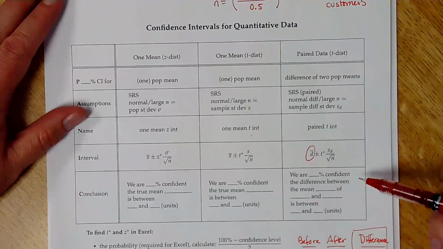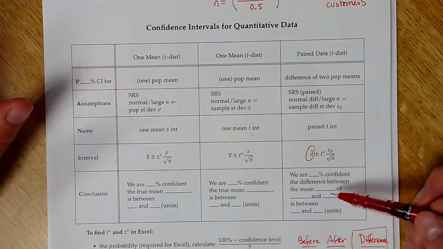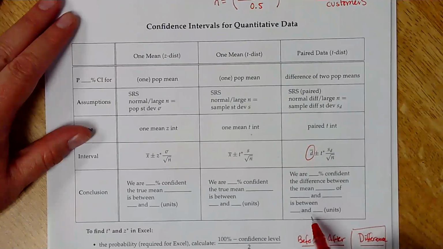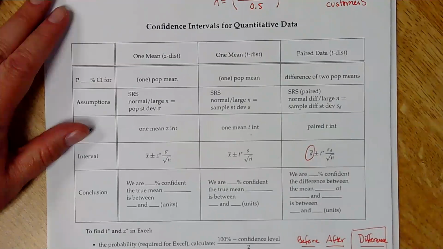And then your conclusion is we are blank % confident that the difference between the mean of whatever's in column A and the mean of column B is somewhere between the two numbers we got from step one. All right, so let's take a look at how to do one of those.